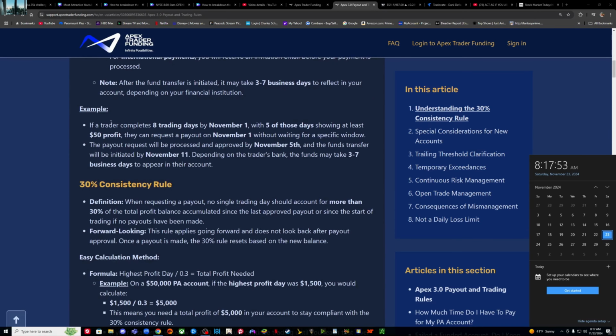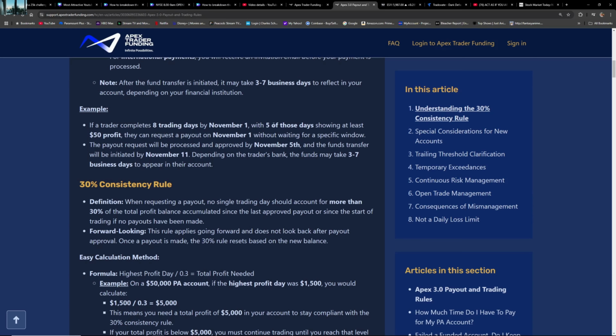Now, for example, if a trader has 8 trading days on November 1st, with 5 of those days showing at least $50 profit, they're allowed to ask for a payout without the specific window. The payout request will be processed by November 5th, and the funds will be transferred by November 11th, depending on the trader's bank. This may take 3 to 7 days to clear.